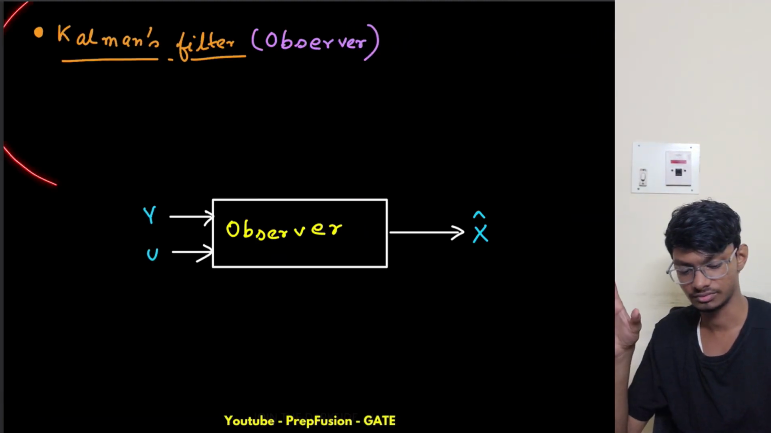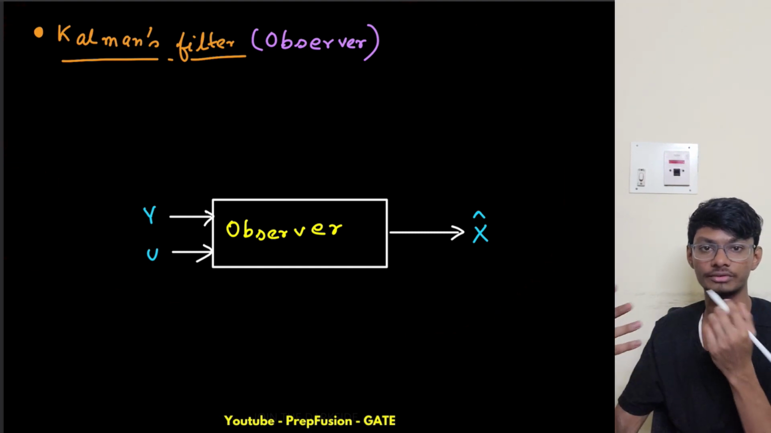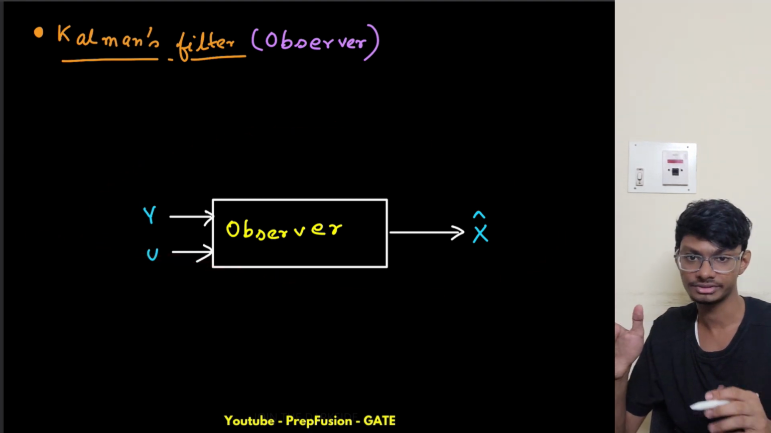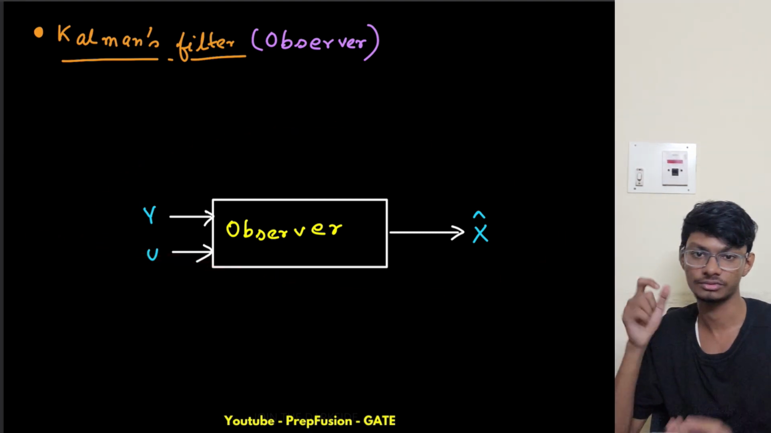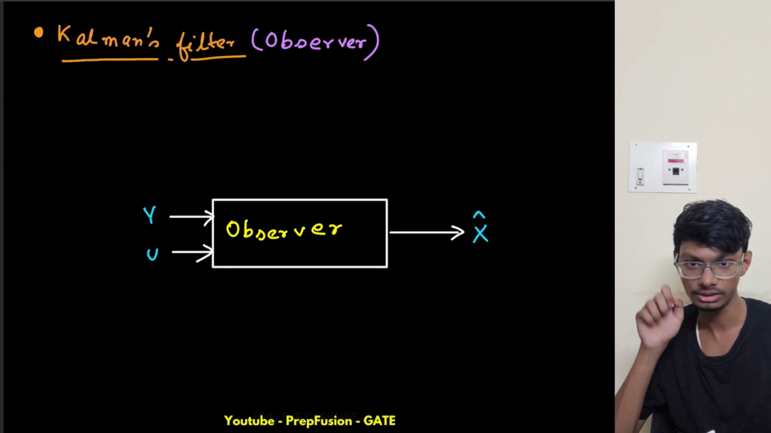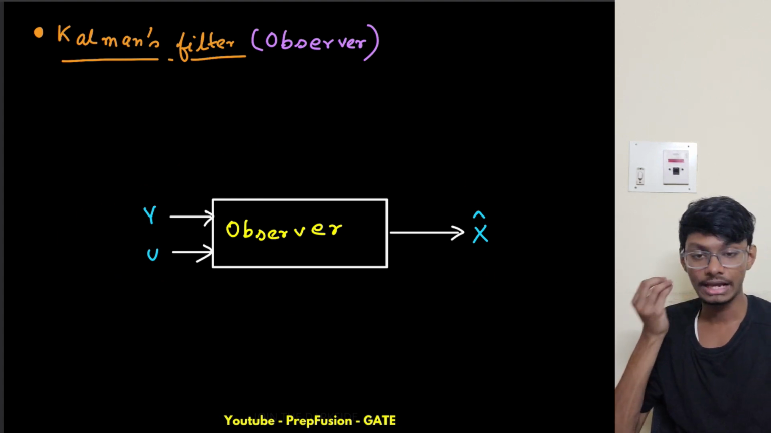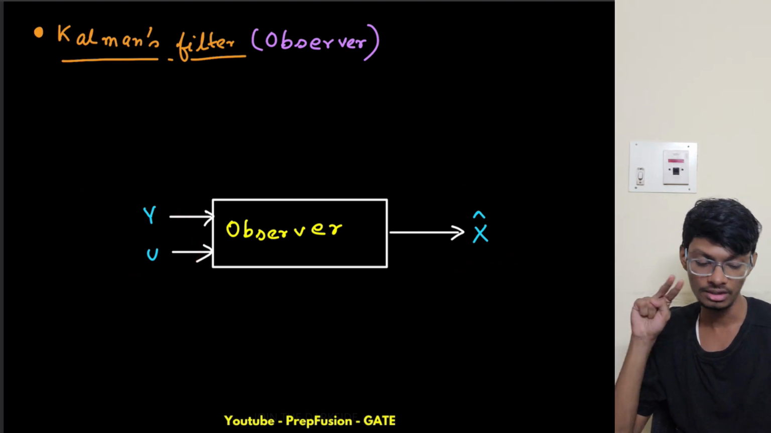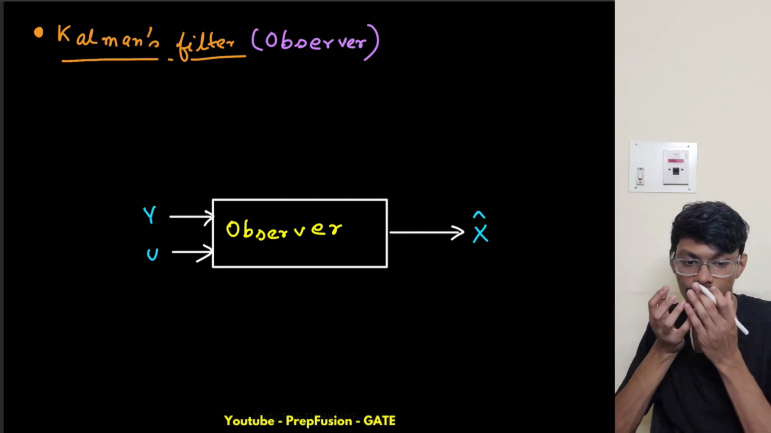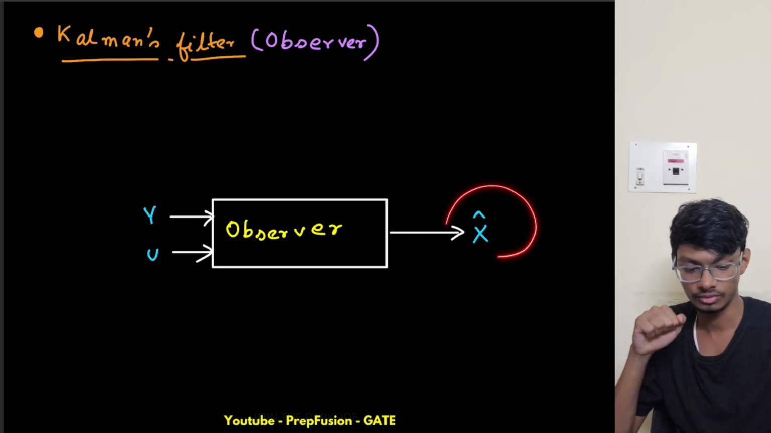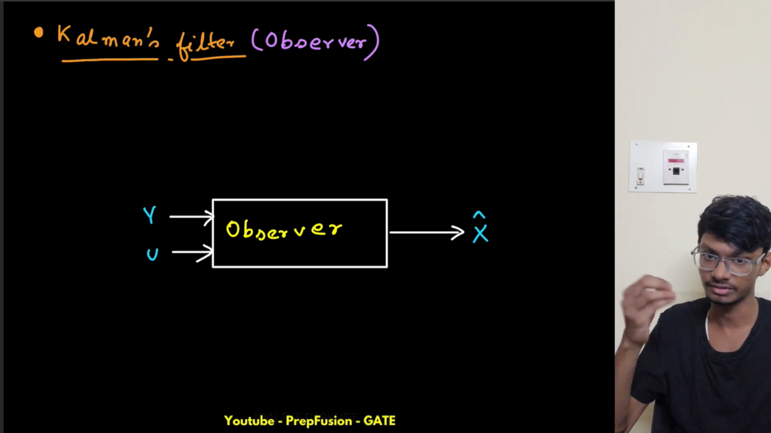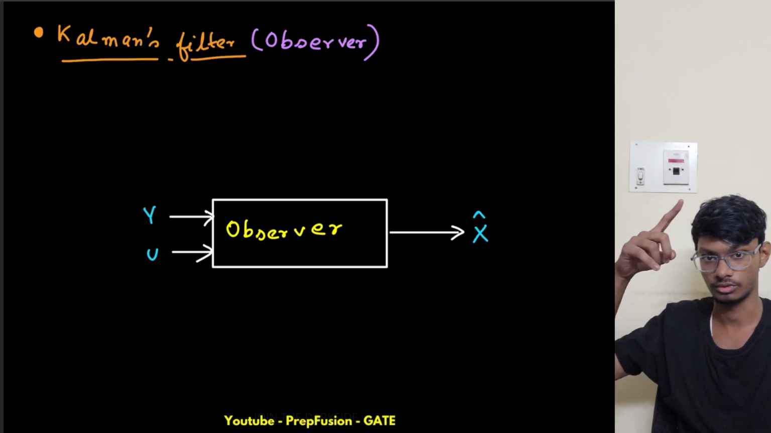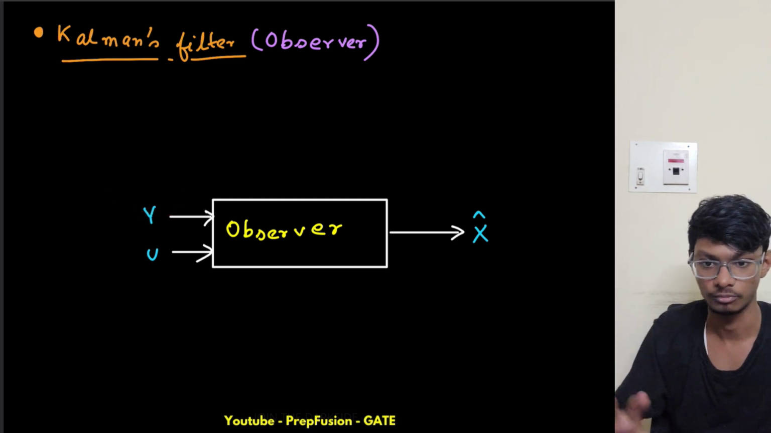So now what is the observer? The observer that we use is Kalman's filter. This is just a block diagram representation. In the next few pages we'll go in depth into this block. So what is a Kalman's filter? Basically it has two inputs and one output. The output is the estimated state. We'll estimate the state with the help of the input and this y, the output. Both of these things.